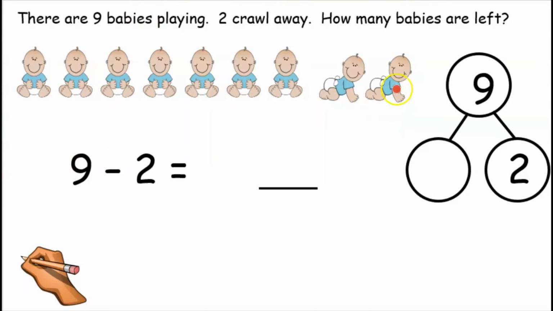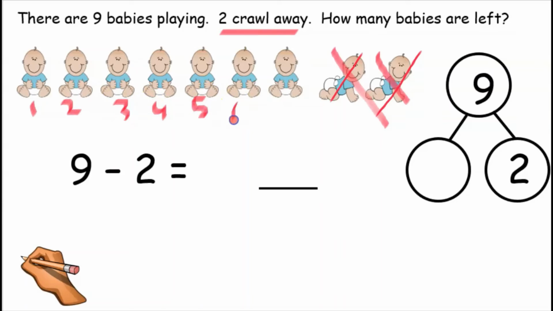Okay, I had 9 babies all together. 2 crawled away. We can see these babies are crawling. I'm still going to cross them out because that shows that they're going away. And then I'm going to count what I have left. 1, 2, 3, 4, 5, 6, 7. I have 7 left. All right, 9 minus 2 equals 7. And then my number bond, 9 minus 2, cross that 2 out, equals 7.